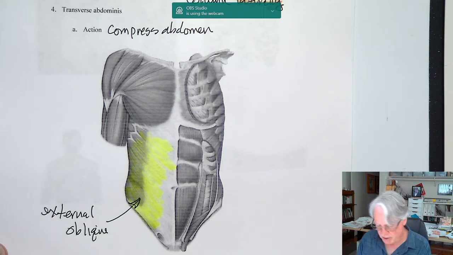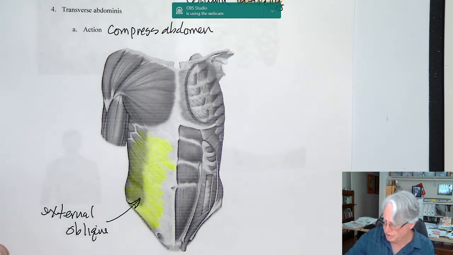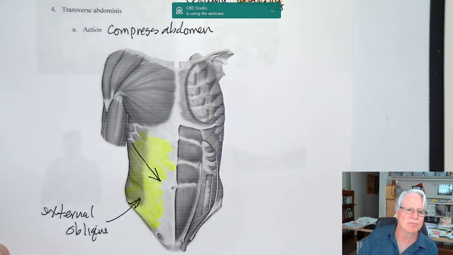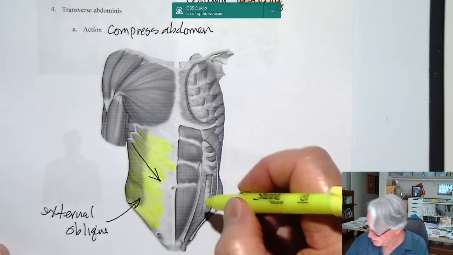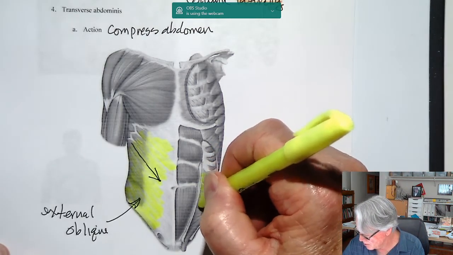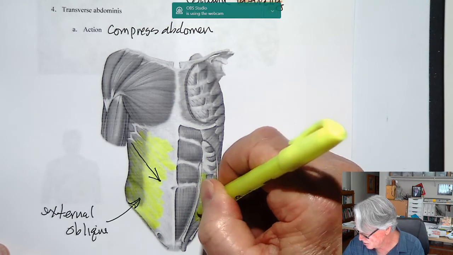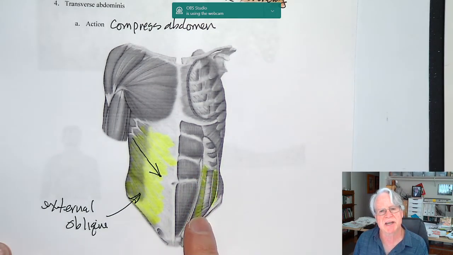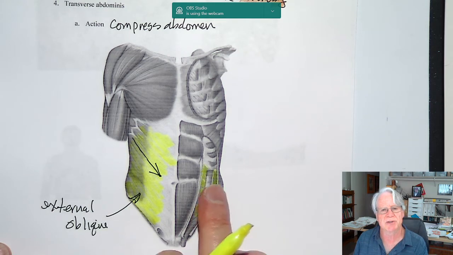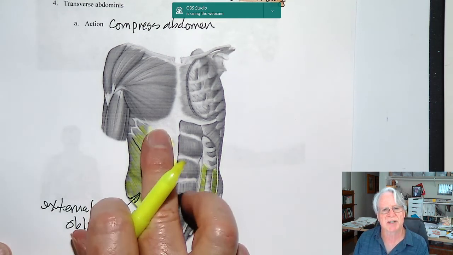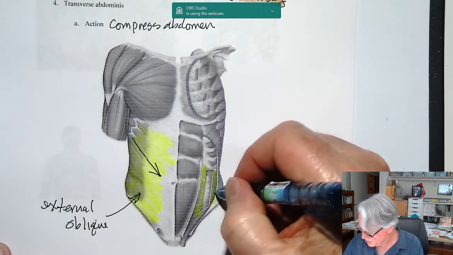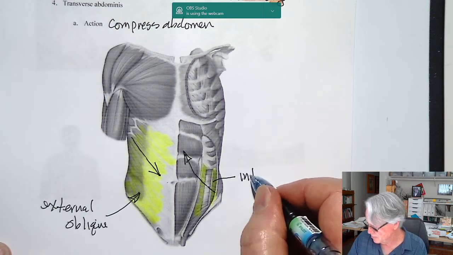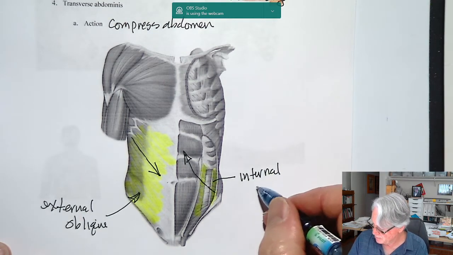And then the internal oblique, the fibers here, as you can see, are oriented in this direction. That's my external. But the internal oblique fibers are running in the opposite direction. They've cut a square or a rectangle out of the internal obliques in order to see the transverse, which is underneath. But these fibers are running in this direction. So that is my internal oblique.